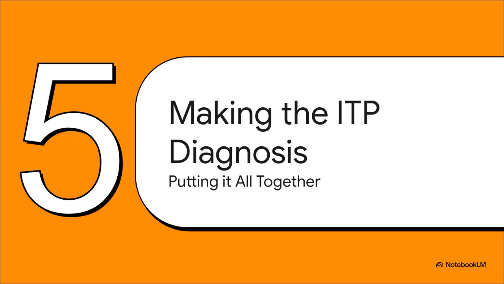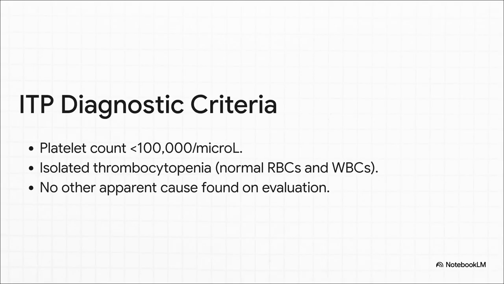Okay, so you've done all the hard work. You took a great history, you did a thorough exam, you reviewed the smear yourself, and you've ruled out all the big, scary mimics. Now you can finally, confidently make the diagnosis. And you know what's great? After all that detective work, the actual criteria are beautifully simple. Is the platelet count under 100,000? Yes. Is it an isolated problem, meaning no major anemia or weird white counts? Yes. And does anything else from your workup point to another cause? No. If you can say yes, yes, and no to those three questions, you've got your presumptive diagnosis of ITP.